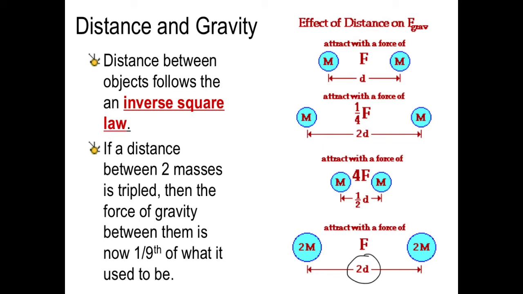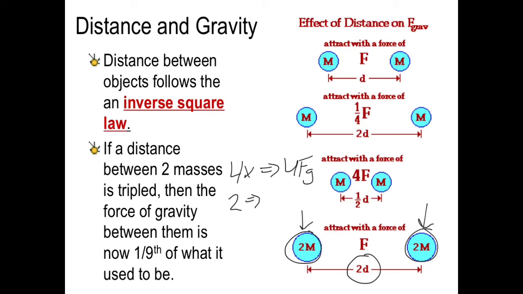And to try the last one out, take a look at this. Not only did I double the distance, but I doubled both of the masses. So let's look at the masses first. We know that if the mass is now 4 times greater, that means our gravity is 4 times greater, right? Because double mass means quadruple the mass total. And besides that, we also doubled the distance.